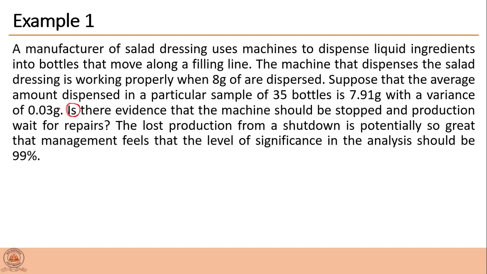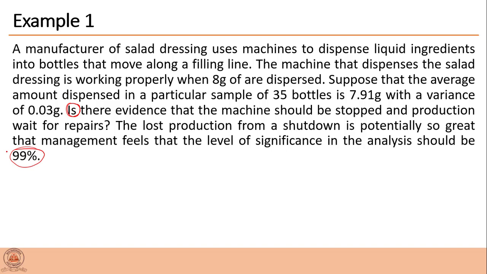The lost production from a shutdown is potentially so great that management feels that the level of significance in the analysis should be 99%. Okay, so we are answering one question: the question of whether or not to stop and have repairs take place, or production can go on.